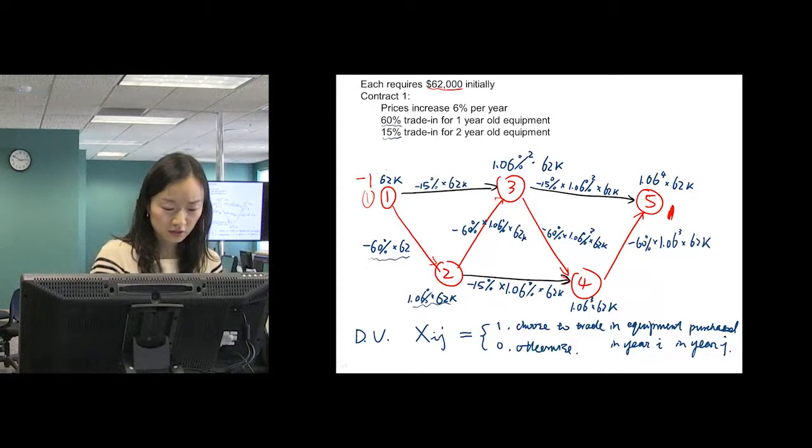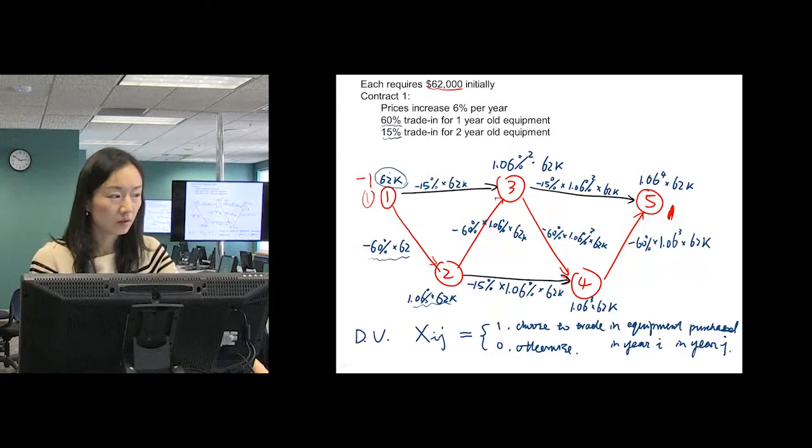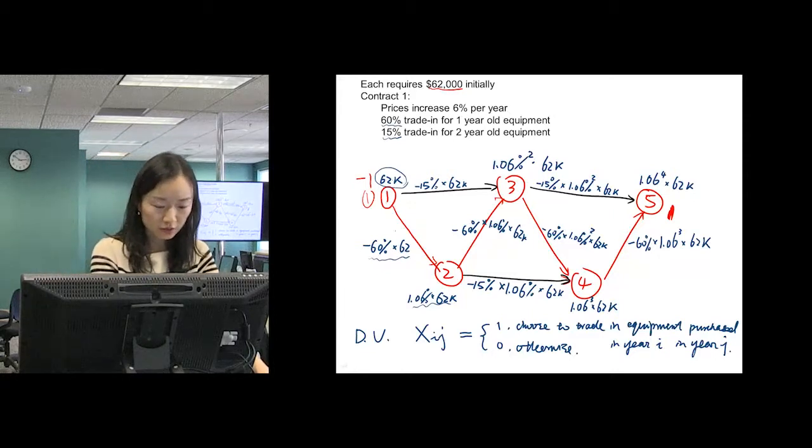Should we consider this value here? No. Why? This is the initial investment. We don't consider this because it's the initial investment, and it's the same for both contracts. So we don't need to include this one. The cost that happens on this arc would be this value, subtract this value here, right? So go to the next slide.